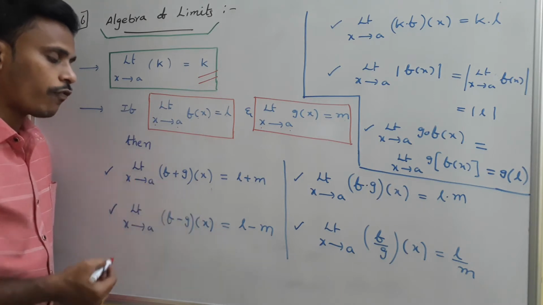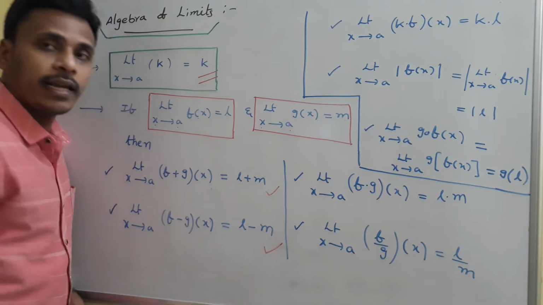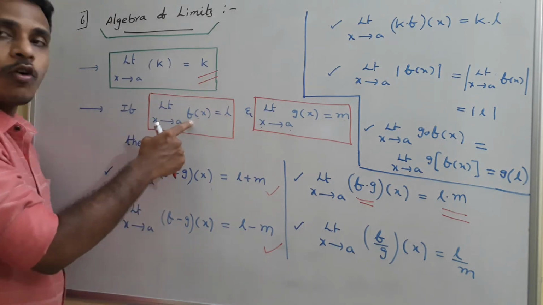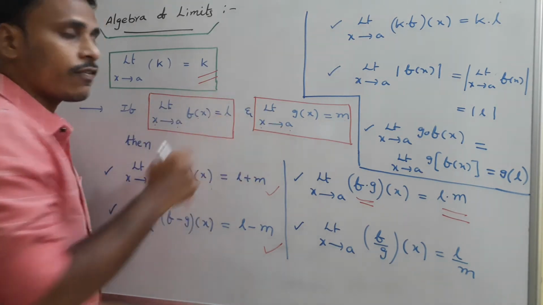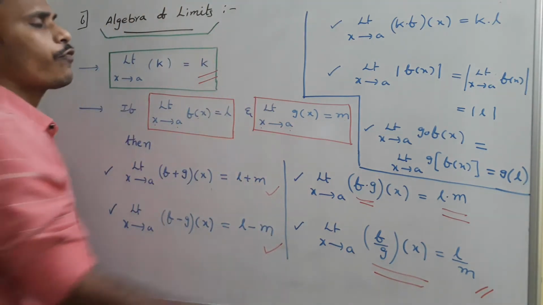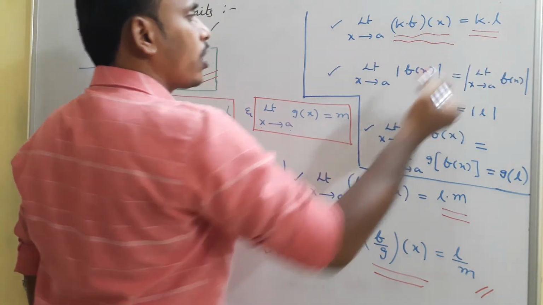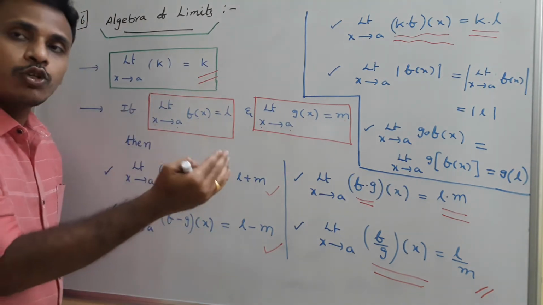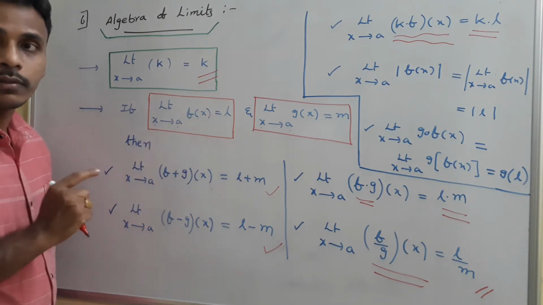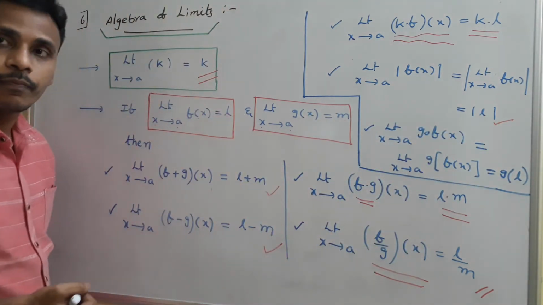So the limit of f plus g of x is l plus m, and likewise the limit of f minus g of x is l minus m, and for the product of the functions the limit is l into m, because I know for the first function the limit is l and for the second function it is m, and for the division of functions it is l by m. If you multiply the limit with a constant value, so k into f of x, then we have a chance to write it as k into l. You just separate that k and apply the limit for f, and the limit of f of x is l, so k into l.